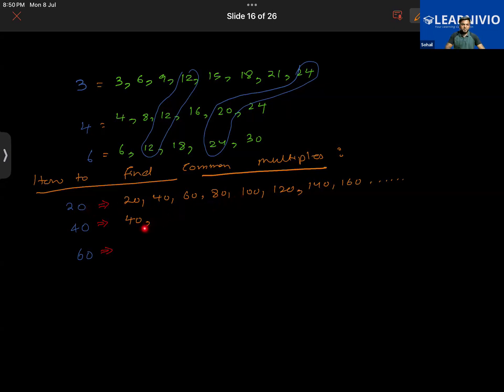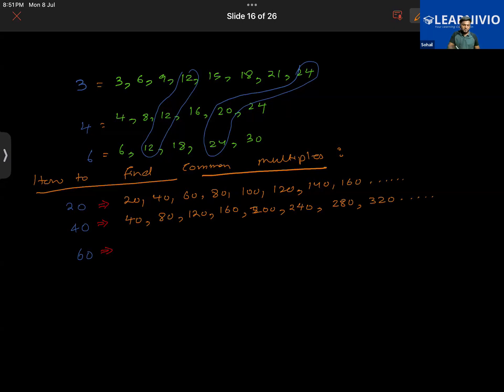Habib, tell. 40 ones are 40, 40 twos are 80, 40 threes are 120, 40 fours are 160, 40 fives are 200, 40 sixes are 240, 40 sevens are 280, 40 eights are 320. Like this, we can continue further.